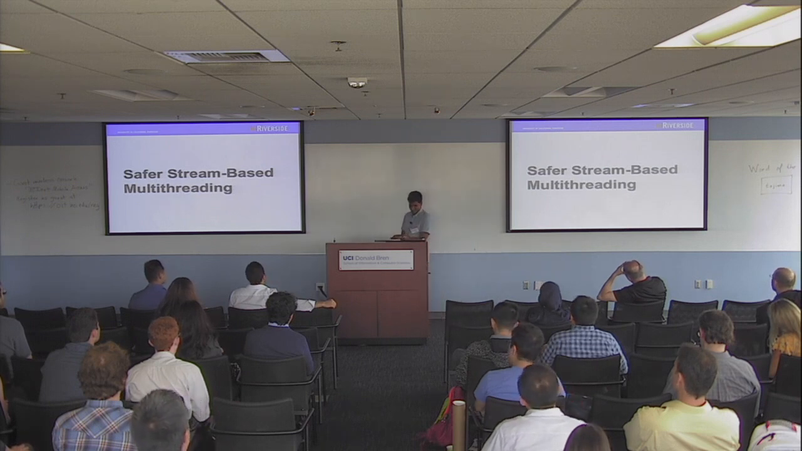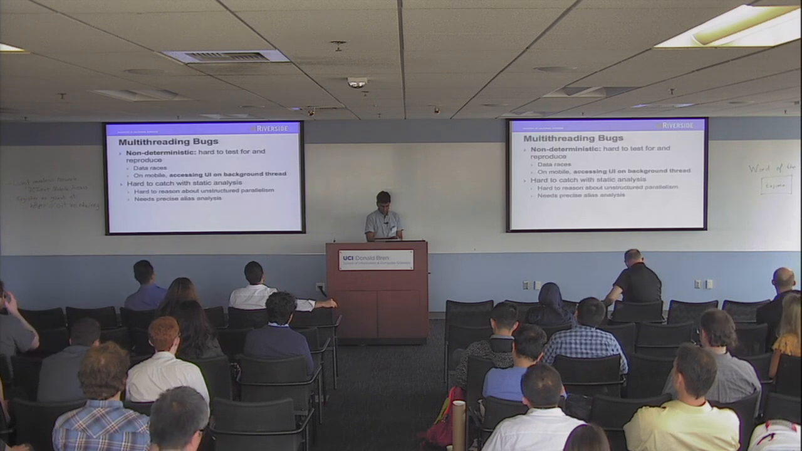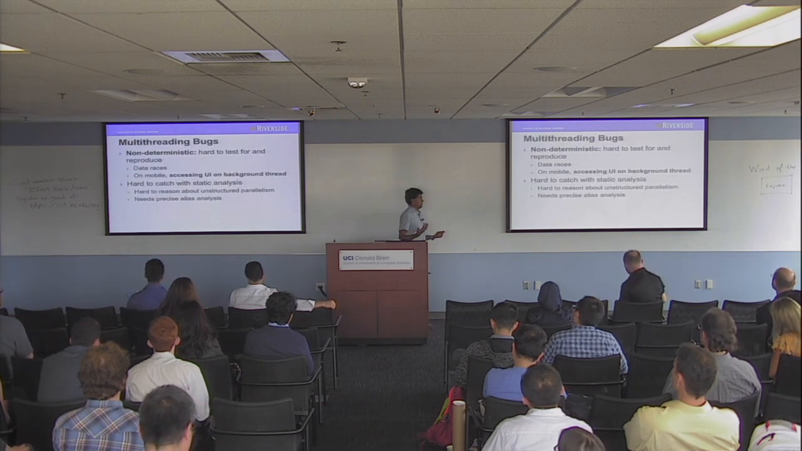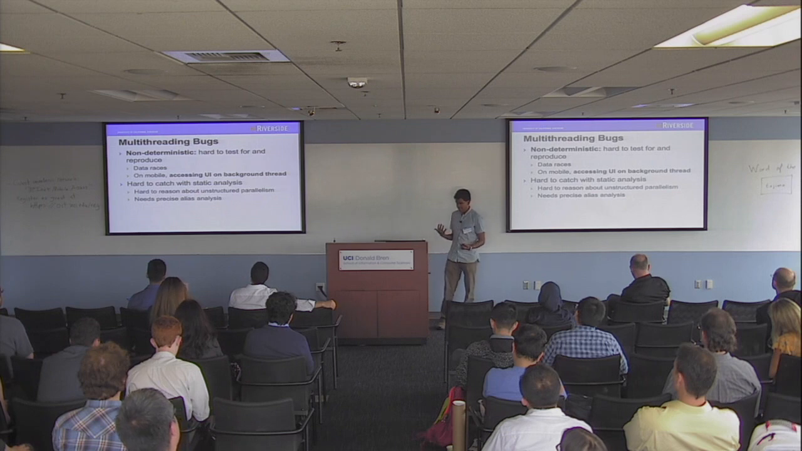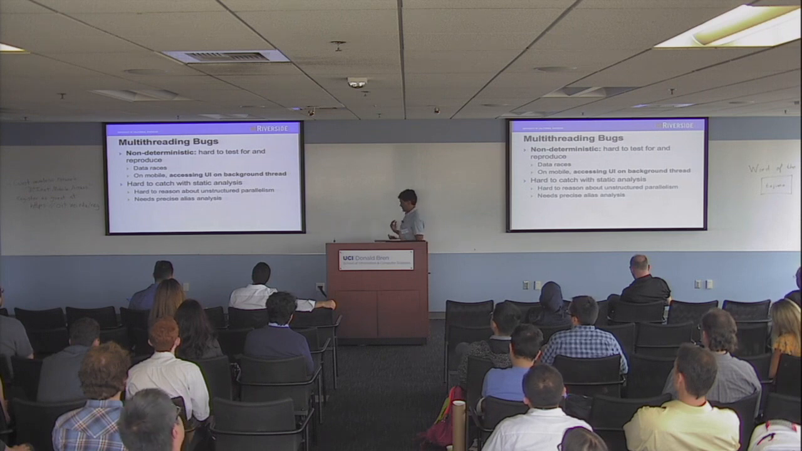Okay, so let me talk briefly about this other project we did around stream-based multi-threading. So we all know that multi-threading bugs are really bad, right? Because they're non-deterministic, so they're hard to test for and hard to reproduce. Data races are a classic example of a bad bug.